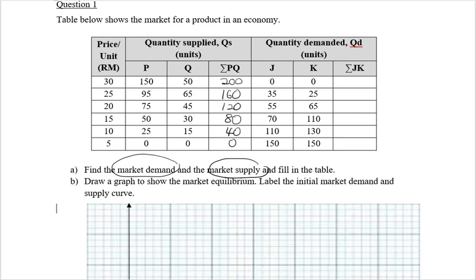So now you're going to find the market demand by individual J and individual K. So you add these two demands by these two individuals. So the first one is going to get 0. And then 35 plus 25. Okay, the market demand at 25 ringgit is 60 here. And then 120, 180, 240, and the last one here is 300. Okay, so now you get both your market supply as well as your market demand.